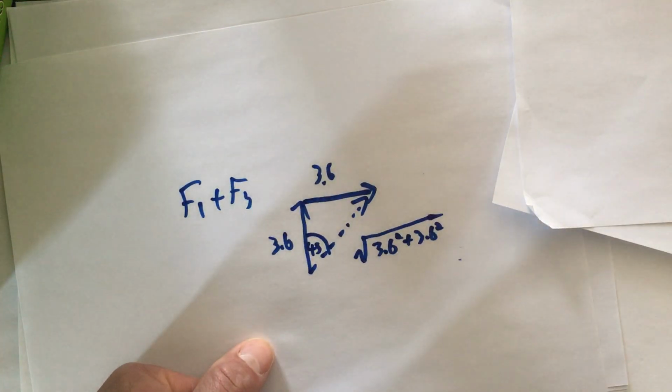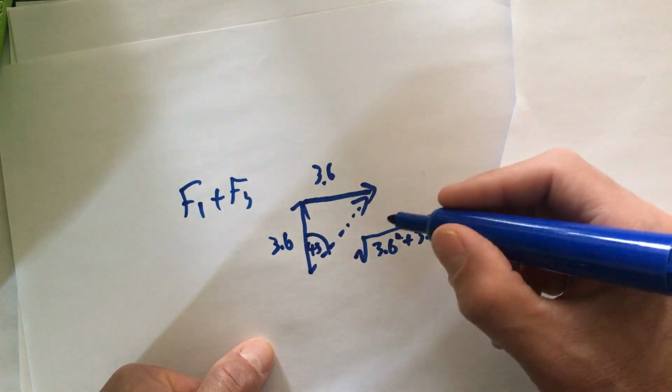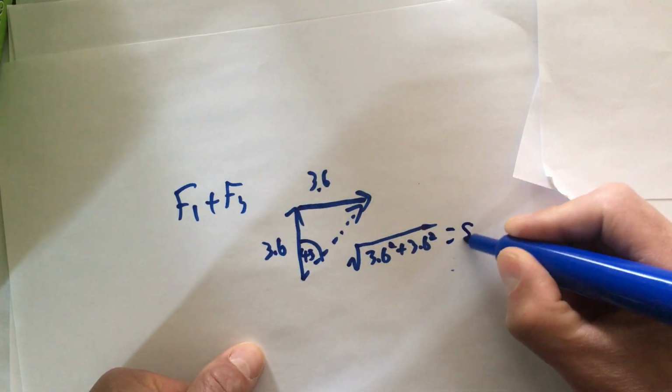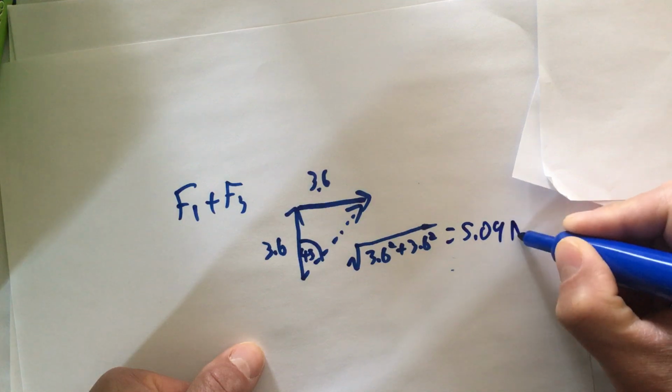So we've got 3.6 squared plus 3.6 squared, and I'm going to take the square root, and it gives me 5.09. So the magnitude of this force is 5.09 newtons.